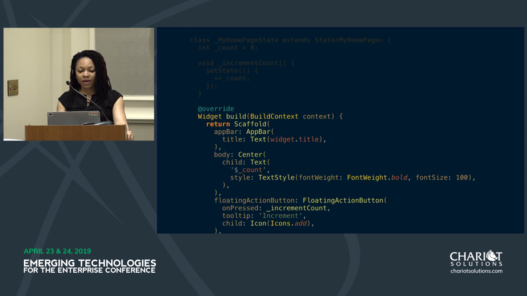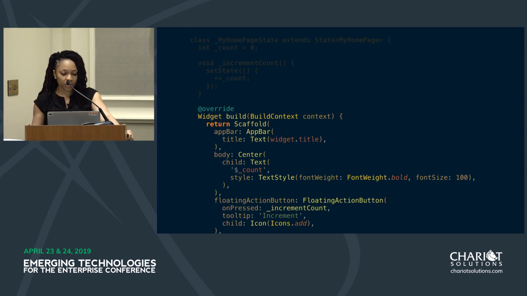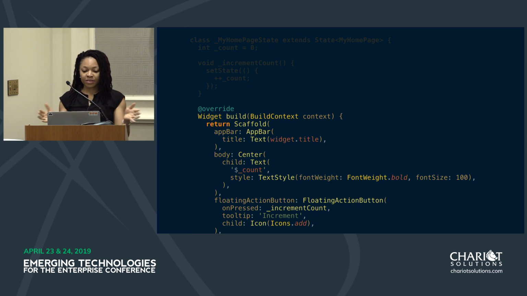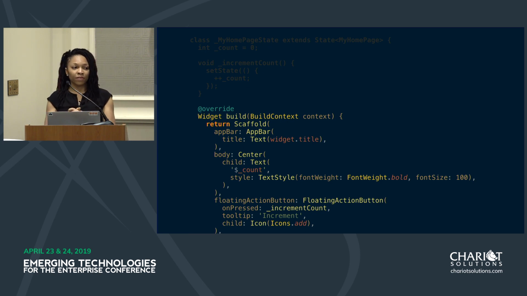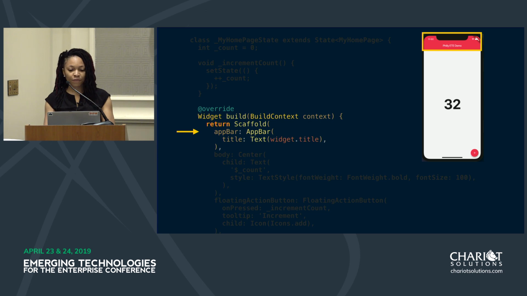And then this is my build function that creates my scaffold widget. The scaffold widget is just a stateful widget that implements a visual material design layout structure. So let's look at it in more detail. My scaffold has my app bar that I highlighted at the top, and with the app bar, that's where I set the title of my app.